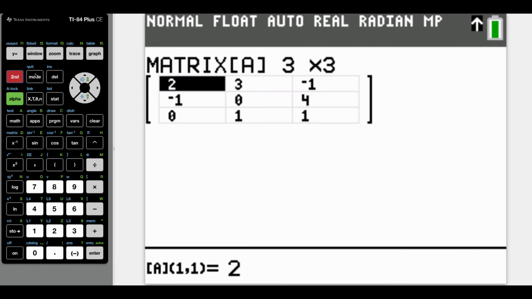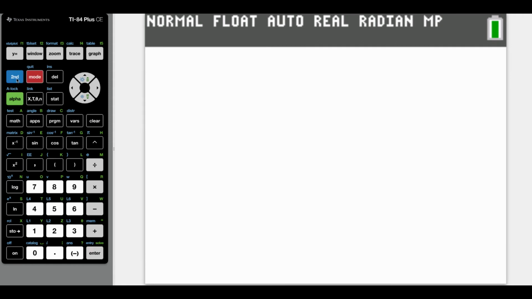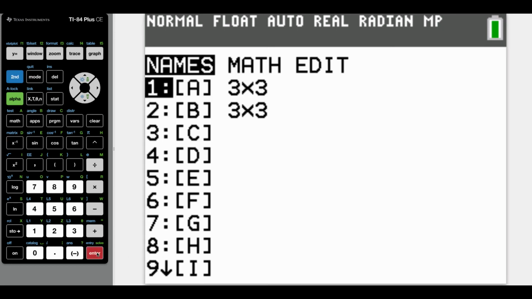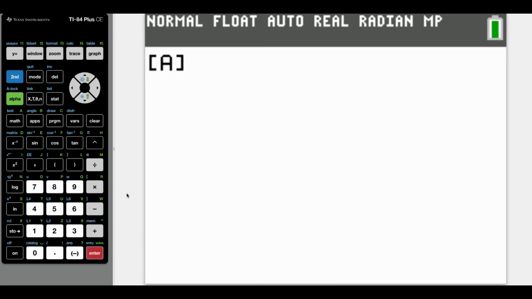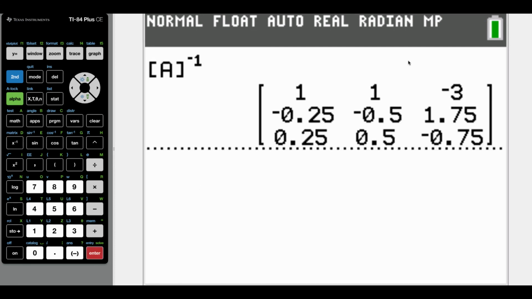Now I'm going to quit out of here and go back to my main menu. I'm going to go second matrix. I'm going to grab matrix A, and then to find its inverse, we're going to hit that matrix button, but we're not going to hit second first. So we want to put that negative first power on that matrix A. So we hit enter, and our calculator will spit out an answer for us, and this matrix is the inverse of matrix A.